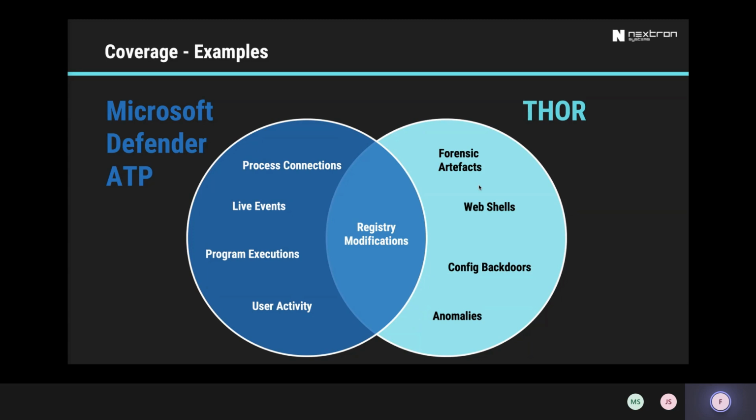It is also optimized to detect web shells. We have a huge signature section just for web shells. I think it's more than 2,300 different web shell rules. Some of them more generic, some of them are highly specific. And we also detect configuration backdoors and certain anomalies.